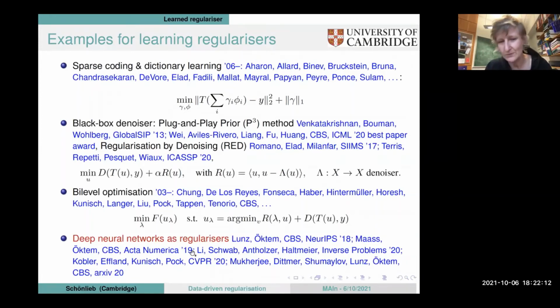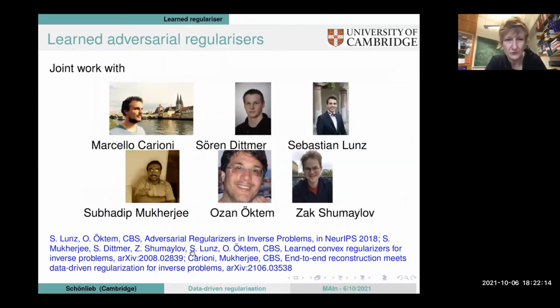Okay, so let's go to deep neural networks for regularizers, and I want to show you one way of how you can do it, which is not bi-level, but decouples the variational problem from learning the regularizer. And this is our learned adversarial regularizers, and this is joint work with several people.